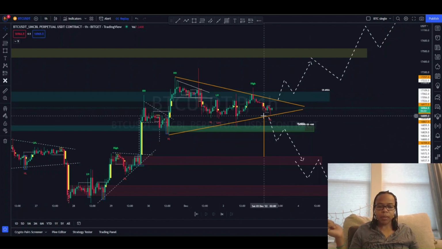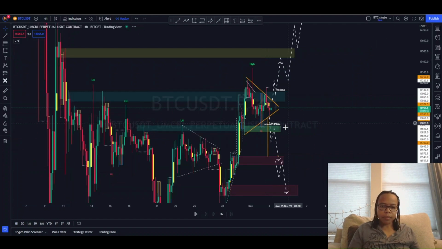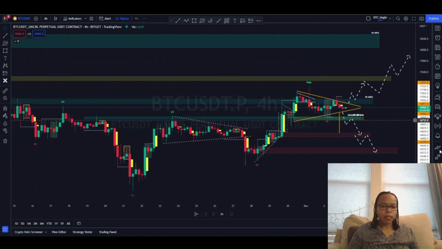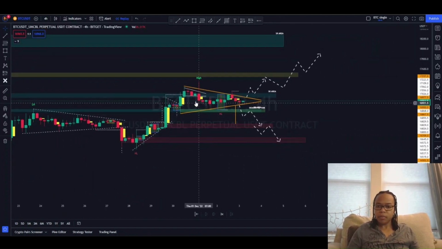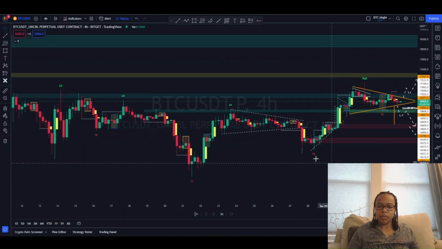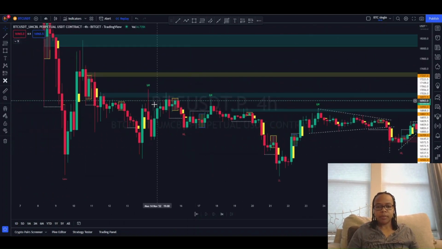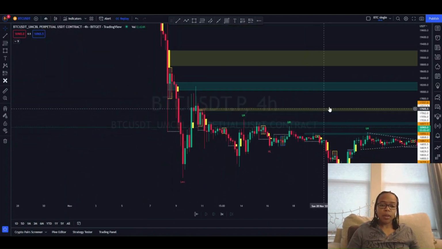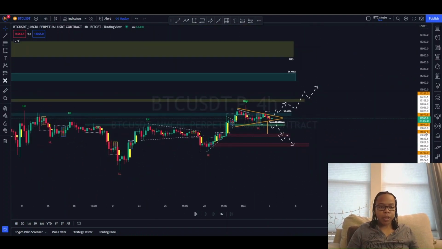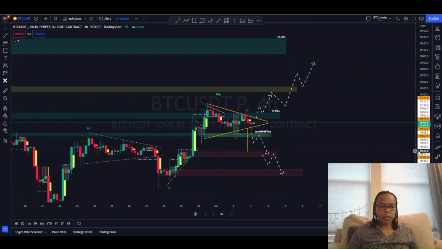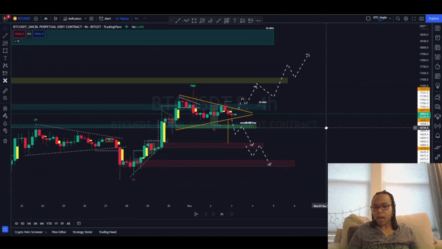Until we break out of this thing. If we go to the 4 hour, even more obvious. Just trading sideways. So obvious. So obvious. Break, come back into it. So I am going to wait for proper setups. And while I'm waiting for that, I will go ahead and just practice.